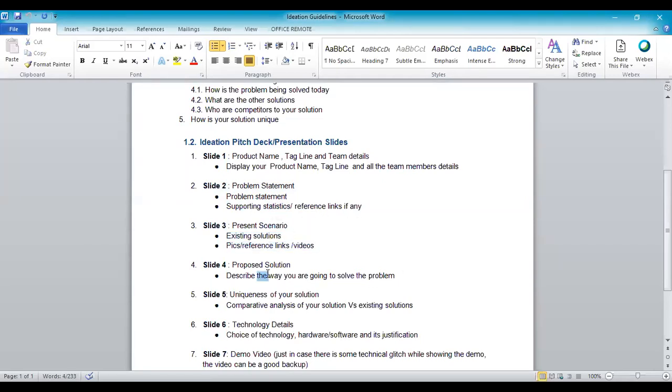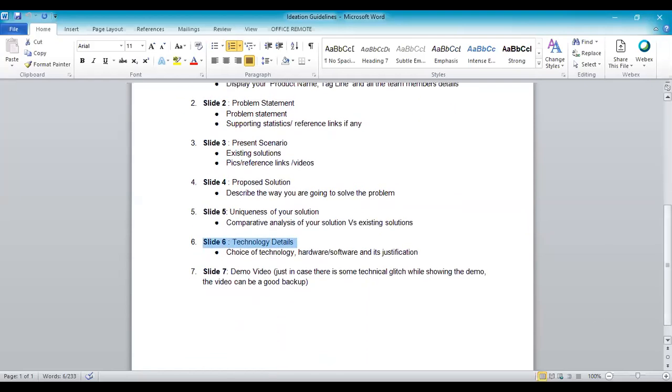And then the proposed solution: what is it that you want to build? How do you want to solve the problem? Then of course the uniqueness of your solution. There can be 1 slide on the technology details. All of you are technology engineers, so you will be very excited in talking about how we're using this architecture, we're using Raspberry Pi, then it connects to the cloud this way, and then it talks to the data this way, and then this is how the analysis is done. So you may have a lot of things to share in terms of technology.